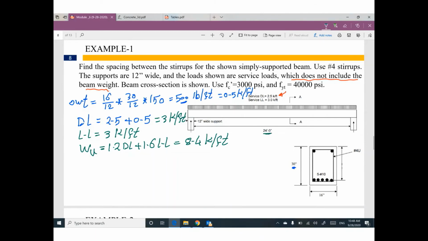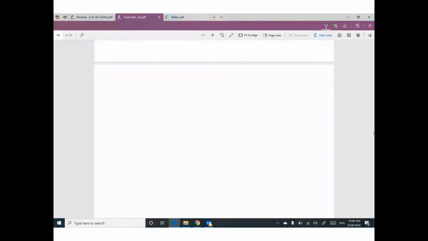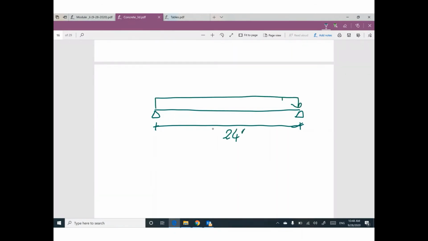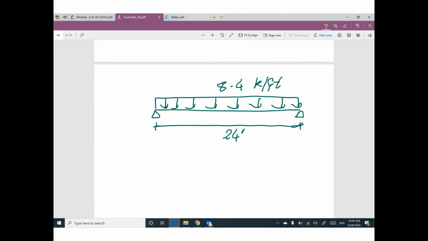So I will go back to structure analysis. Just to remind you, we have a beam with total length 24 feet, and we have a uniform distributed load. How much? 8.4 kip per foot. If you would like to draw the shear force diagram, we have here the reactions, and we have the uniform distributed load. We have the equivalent.